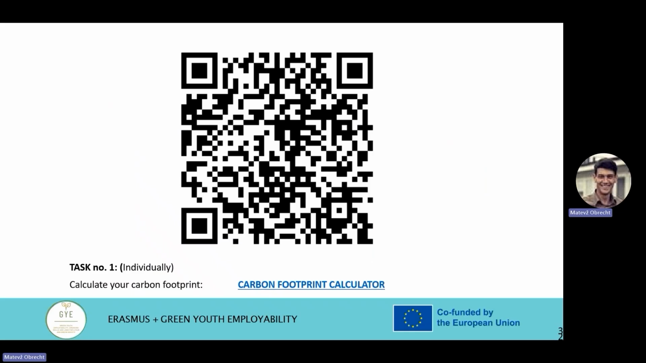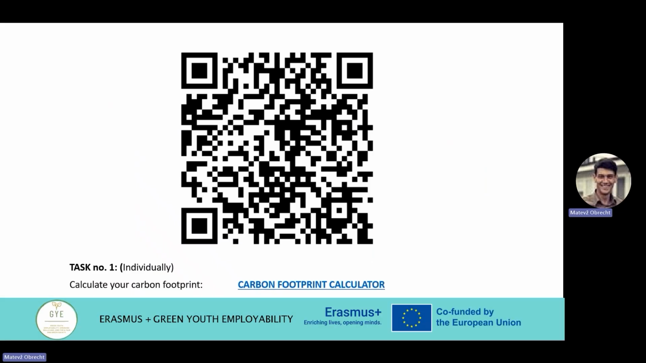So let's go on to the calculation now. You can see the QR code here. I hope it will remain operative and that it will be working. We will go to the carbon footprint calculator to calculate the emissions and to show you how this can be done very easily with the help of freely available internet tools.